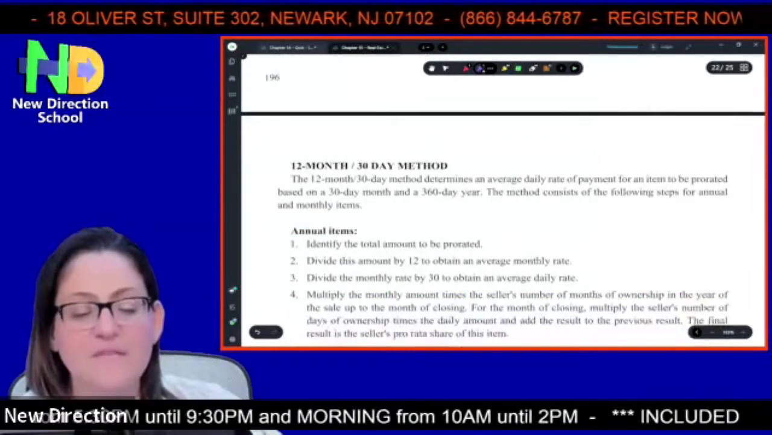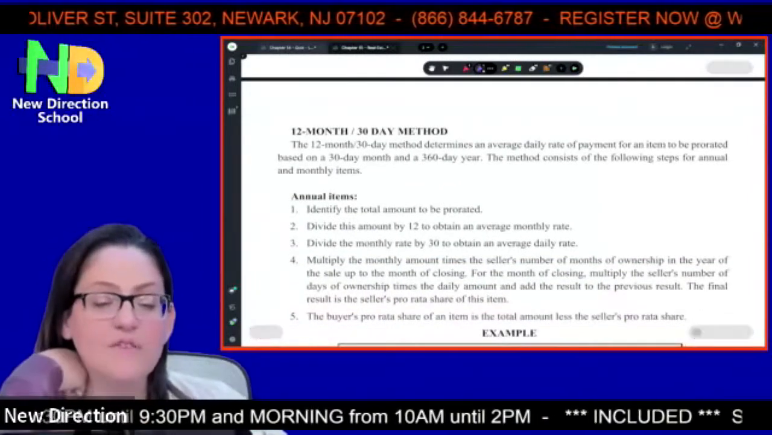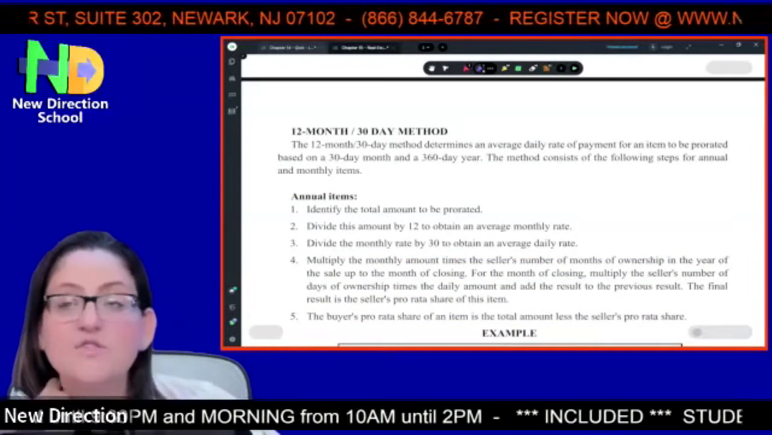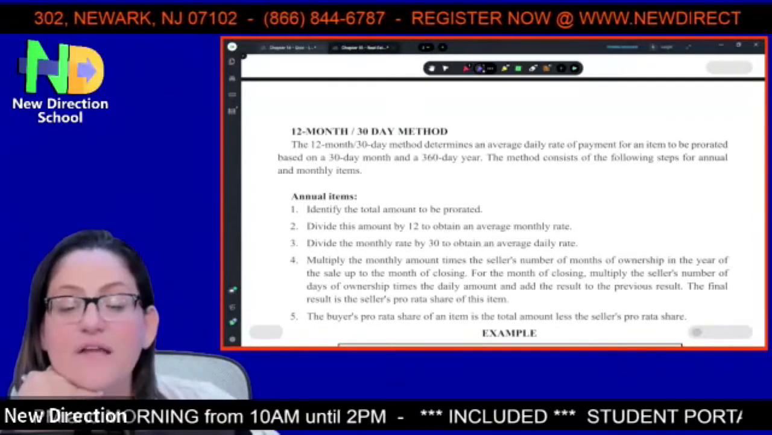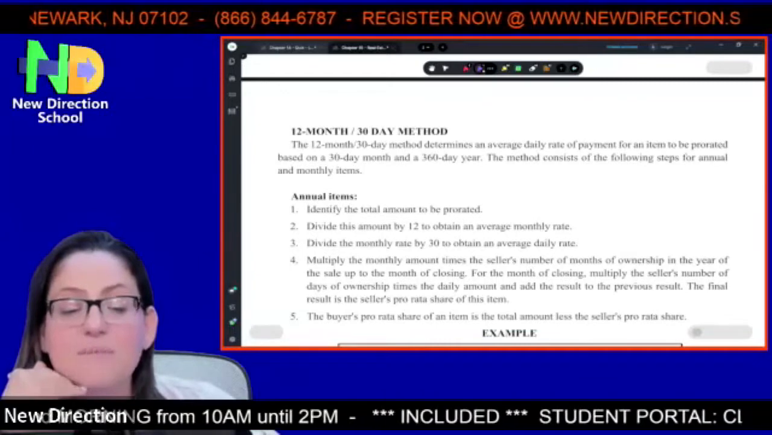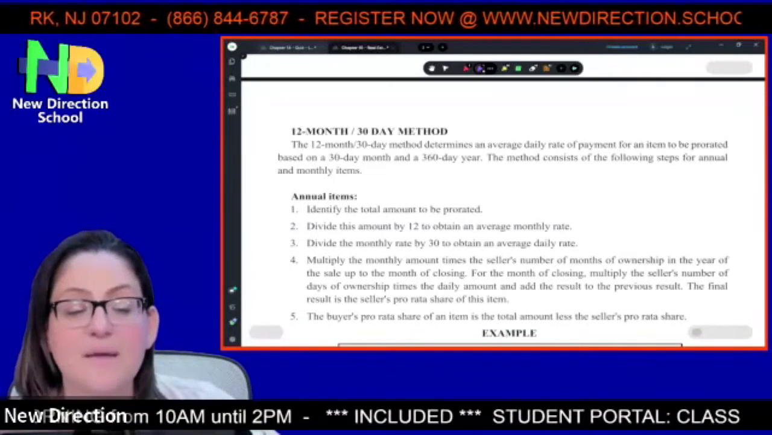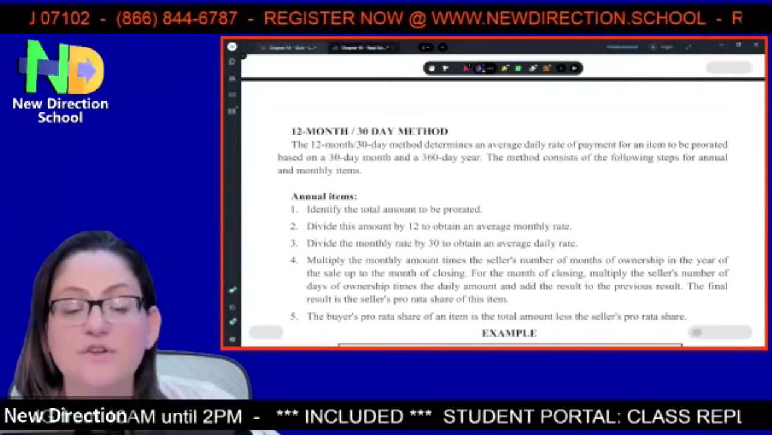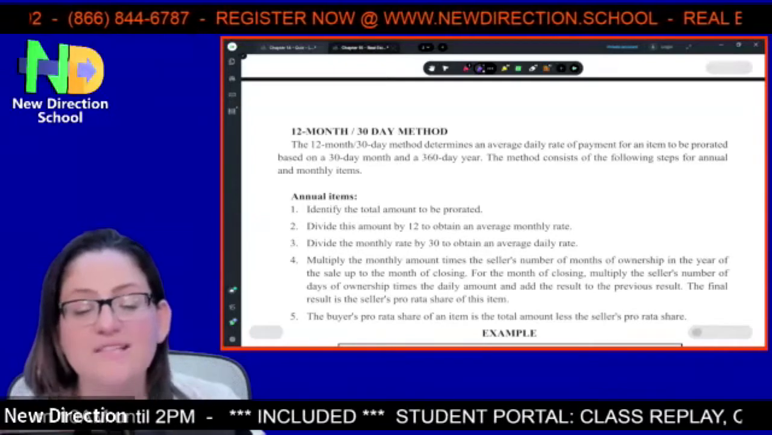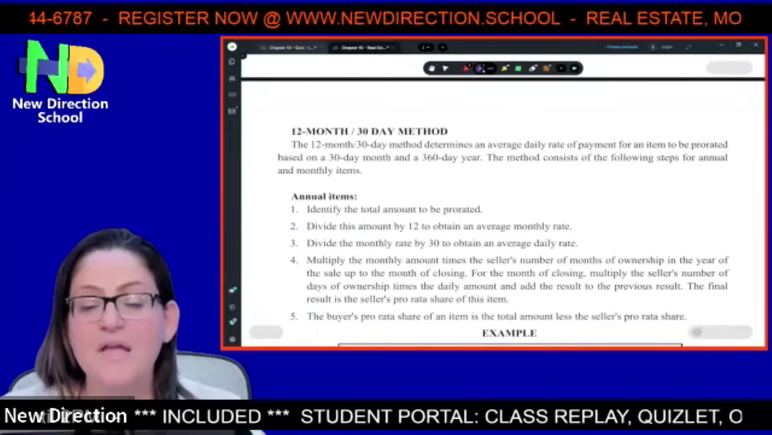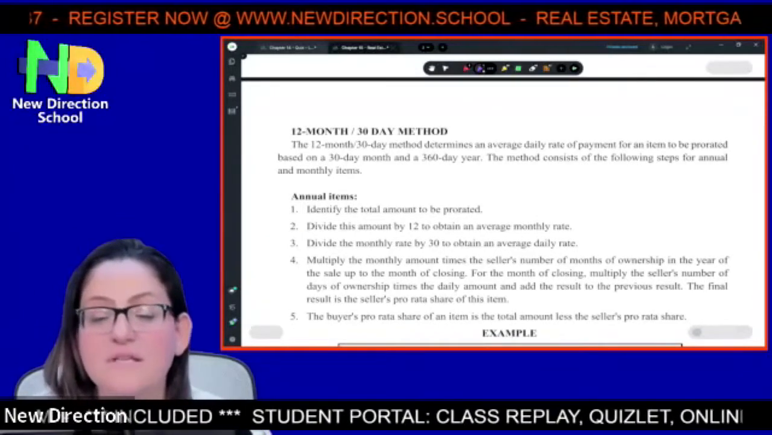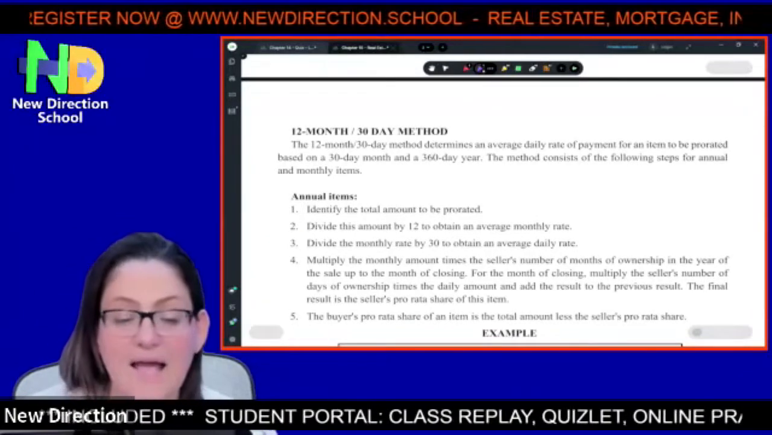So now we have this 12-month, 30-day method. The 12-month, 30-day method determines an average daily rate of payment for an item to be prorated based on a 30-day month and 360-day year. So they're going to show us an example, and this is going to make sense for you. The method consists of the following steps for the annual and monthly items.